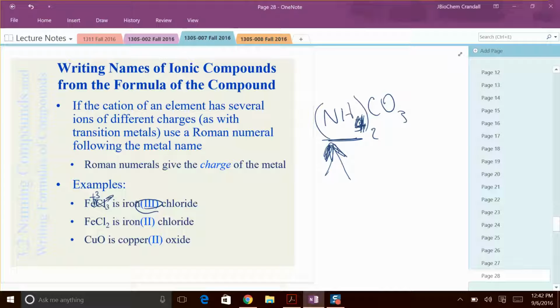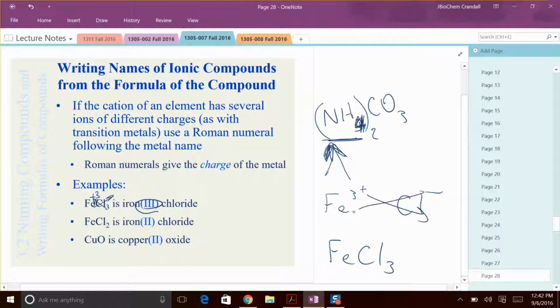Because if I know the charges, Fe3+ and it's not oxygen, it's chlorine, and Cl-, I can determine the formula from the charges. So that's all I need to know. FeCl3. Okay? So you never tell me how many there are in ionic compounds. In covalent compounds, you do. Okay, let's look at these other 2 examples.